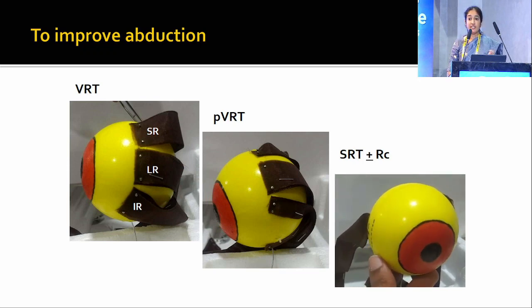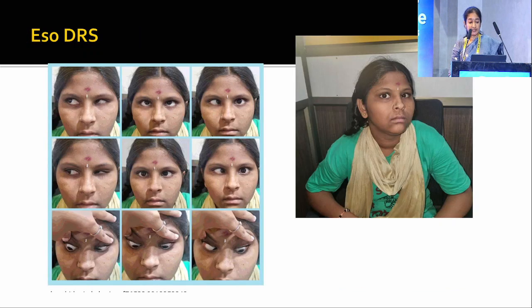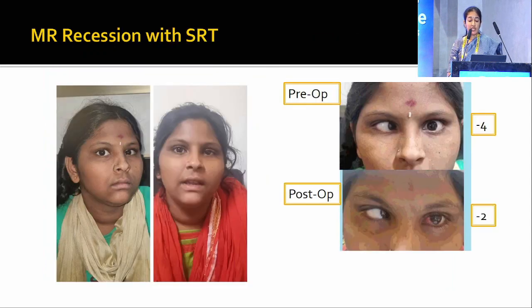So now the Nishida of just moving the belly transfer is seen, which was also described earlier. This is a patient with an ESO DRS and face turn, and here we have done a 6 mm medial rectus recession and transposed the superior rectus to the LR. And post-operatively, you can see her head posture being corrected, and also the abduction is improved slightly.